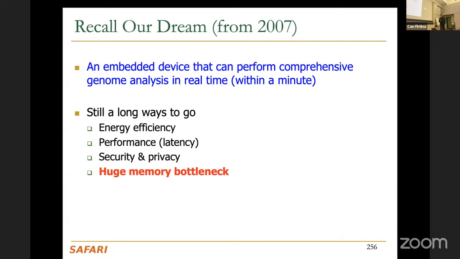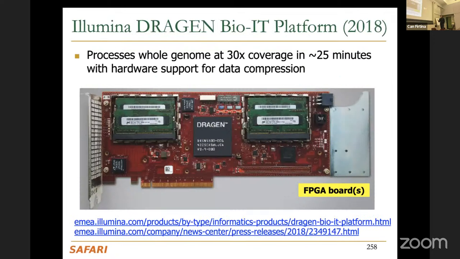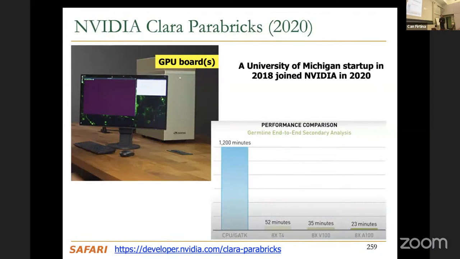And we see that finer things are happening in industry as well. For example, Illumina is building its own FPGA infrastructure to perform some of these computationally expensive computations in their own ecosystem. So they are now realizing the importance of using heterogeneous systems to perform efficient computations.